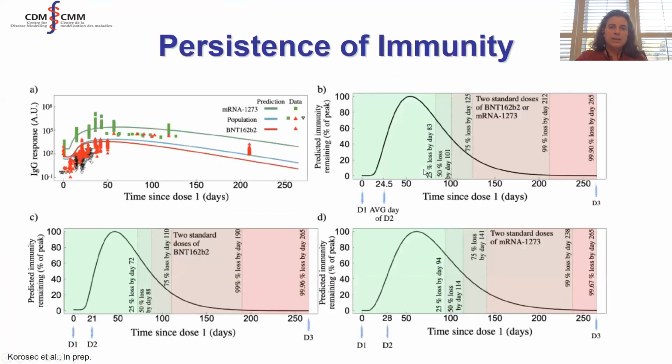Okay, so here is another model that we did. So we took a very similar model to what I just showed you, and we fit it to data from clinical trials from Moderna, which is here in green. So this is the mRNA 1273, and Pfizer, which is BNT162b2 here. And then the blue is a combination of the 2 in a separate study.